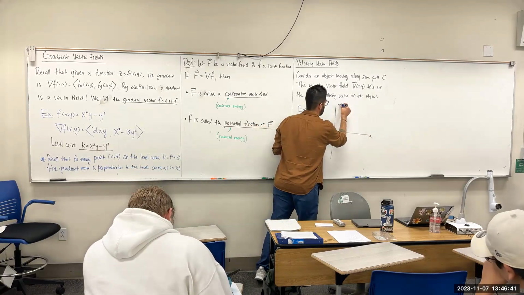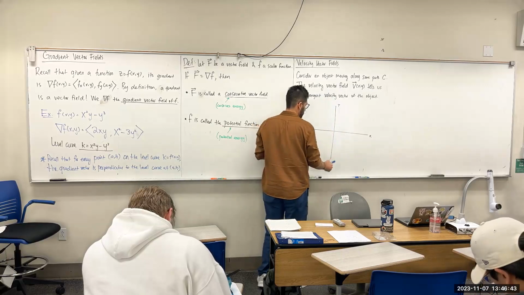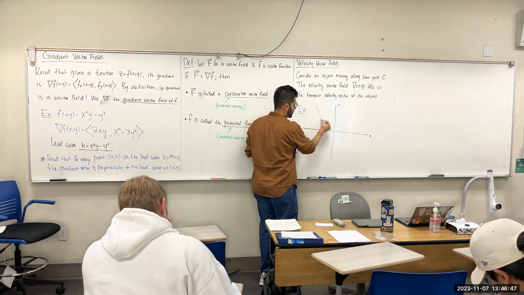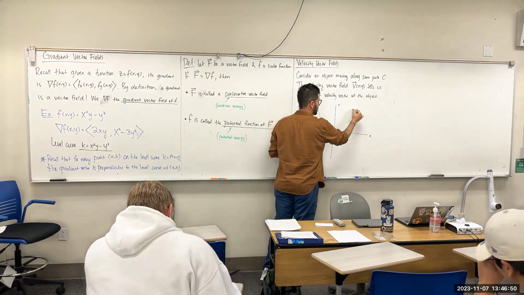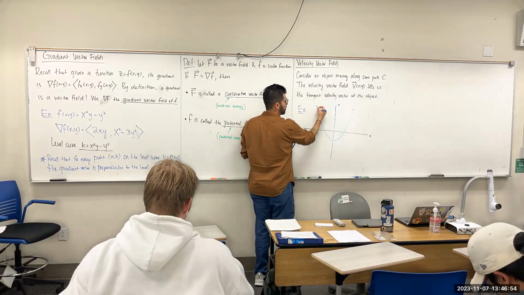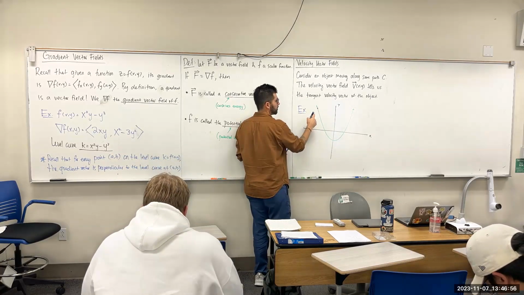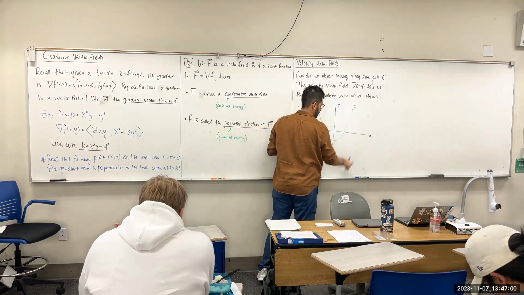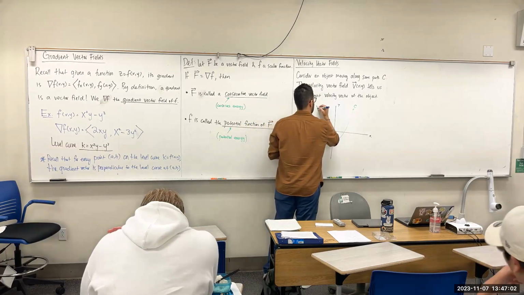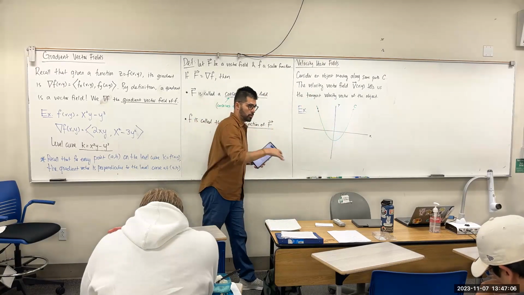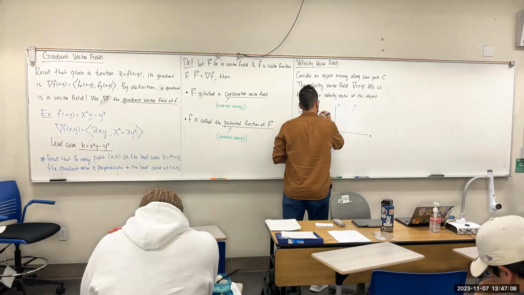Let's say we're in 2D, and you have some object moving in this parabolic path like this. Then every point that you plug in from this path, let's say this is path C, you're going to get the velocity vector here of that moving object in that direction.